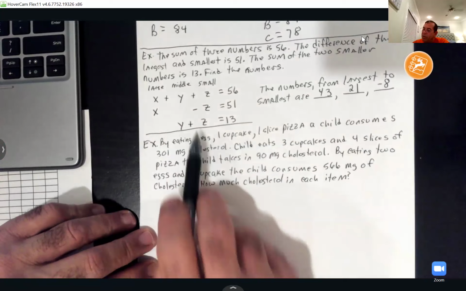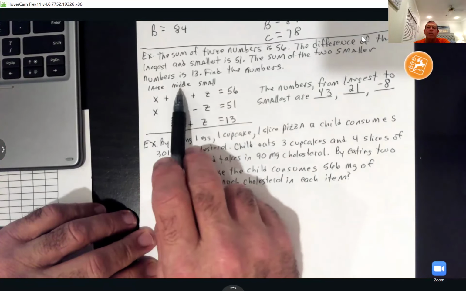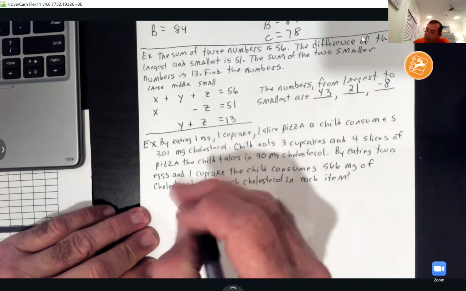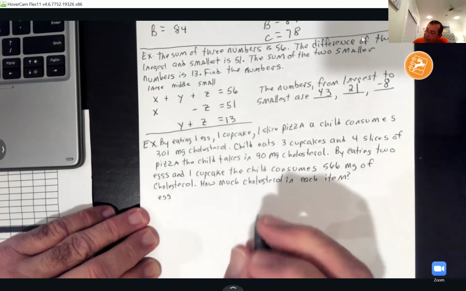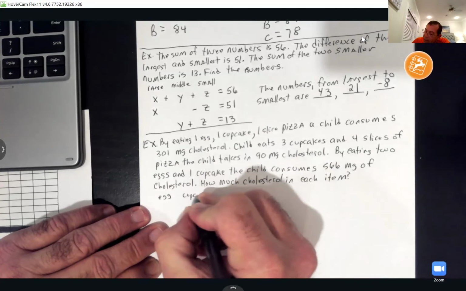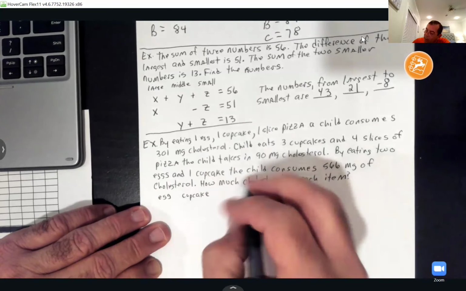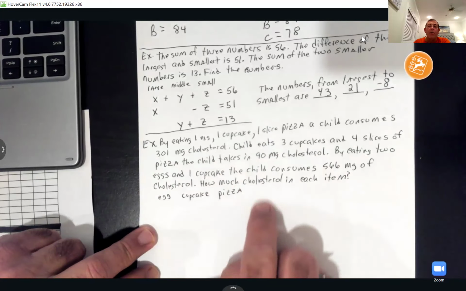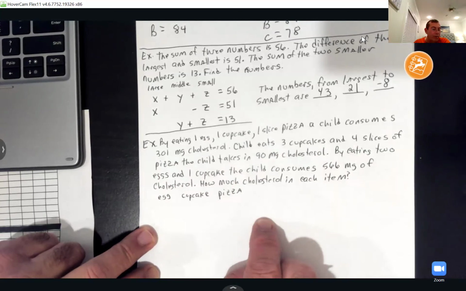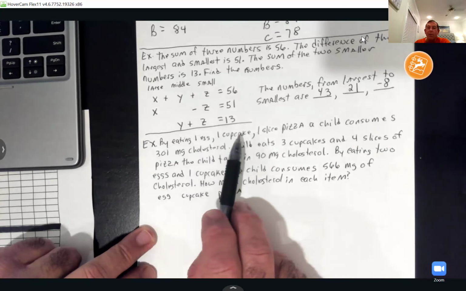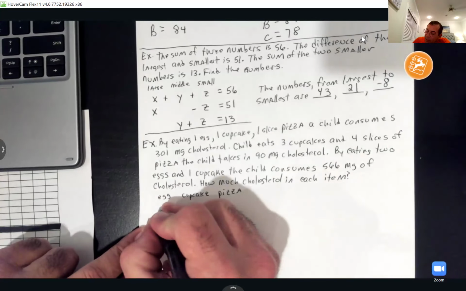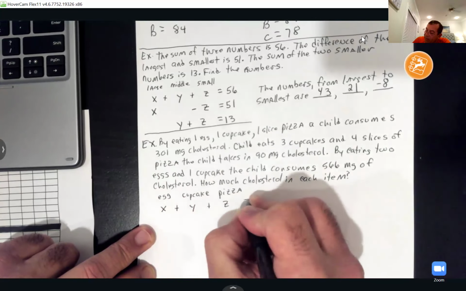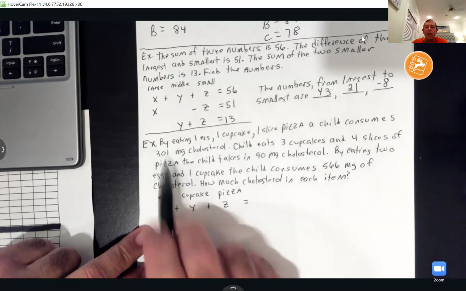So y'all, once again, I'm going to sort of set up my columns like I did here with the large, middle, small. I'm going to do an egg column, a cupcake column, and a pizza column. So my eggs will be my X's. Cupcakes will be my Y. Pizza will be my Z. And then they'll all equal their amounts of cholesterol here. So the first sentence, 1 egg, 1 cupcake, 1 pizza. That'll be 1X plus 1Y plus 1Z. And y'all, that one equaled 301.